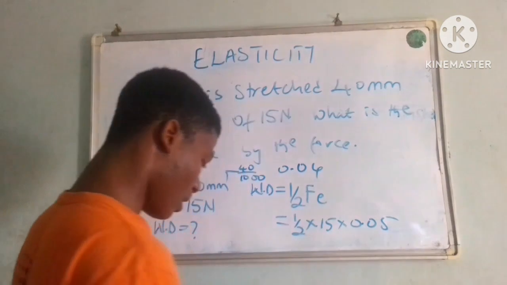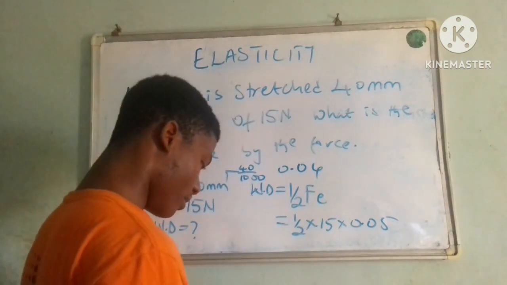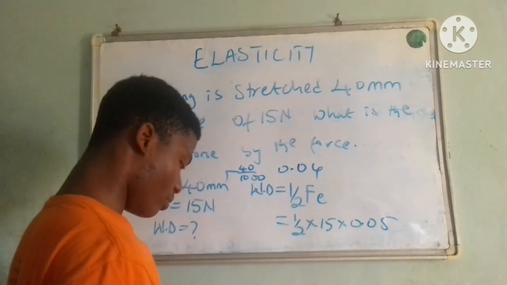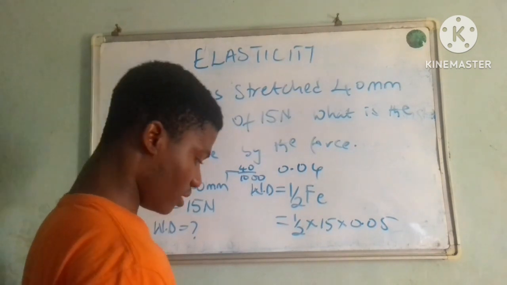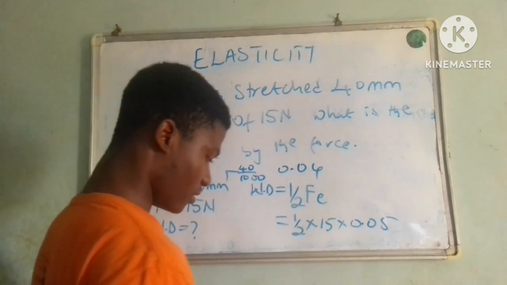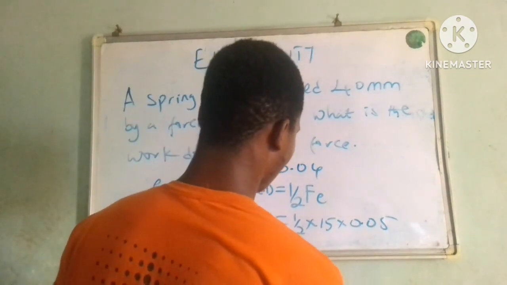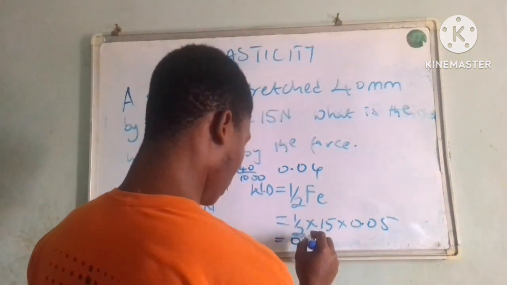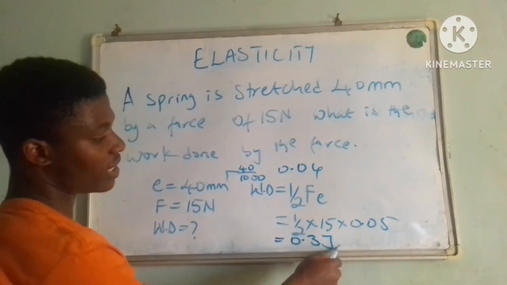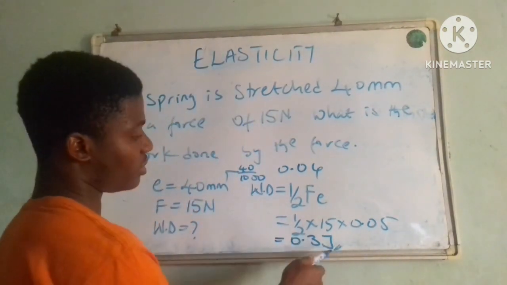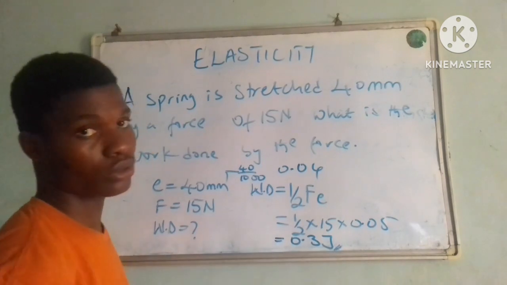So we'll have 0.5, which is half, times 0.04 times 15, which is going to give us 0.3 joules. So when you are solving, remember to put your SI unit. Work done is measured in joules.